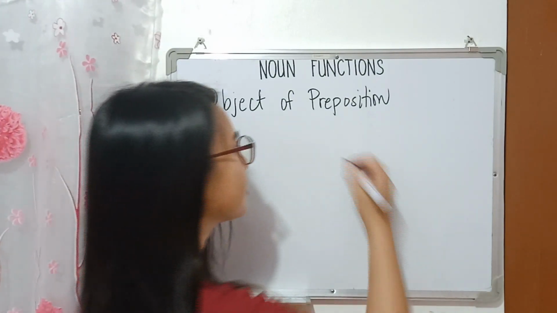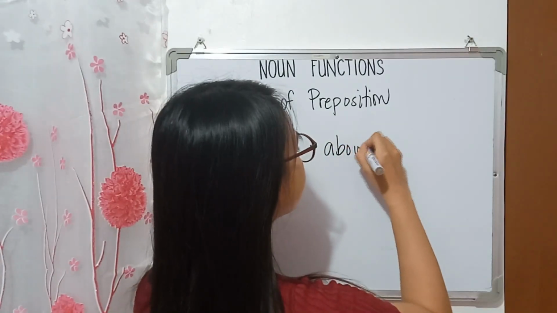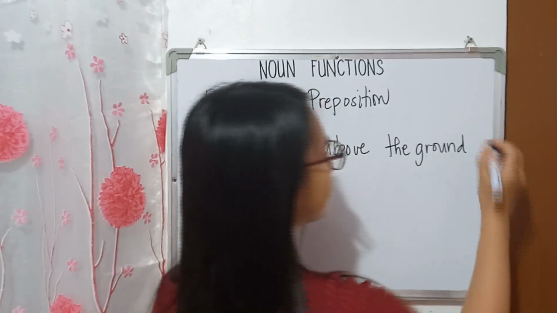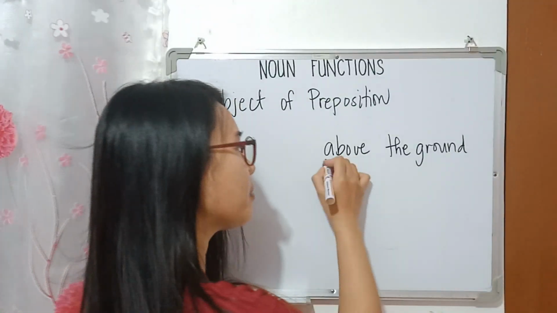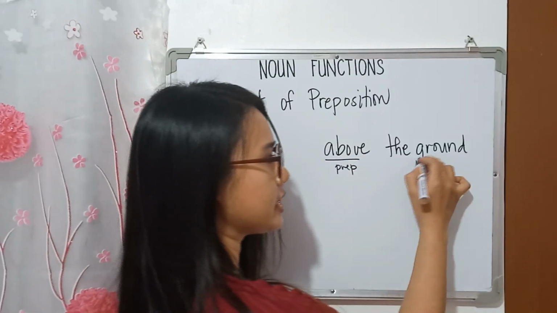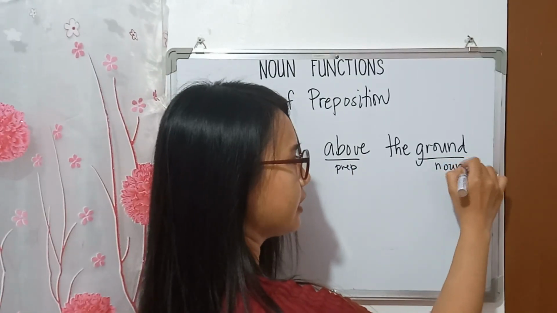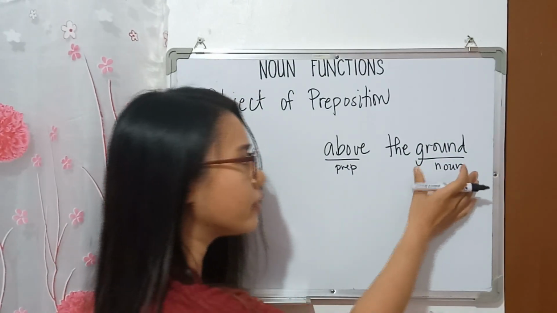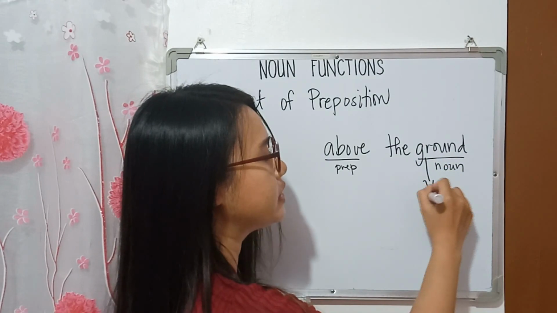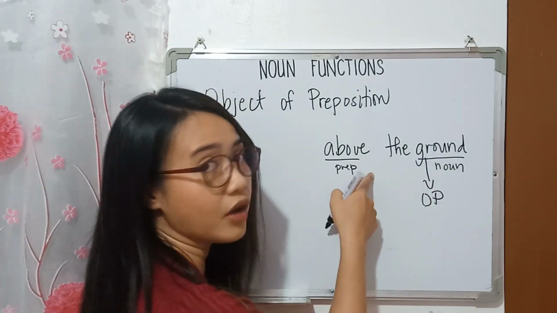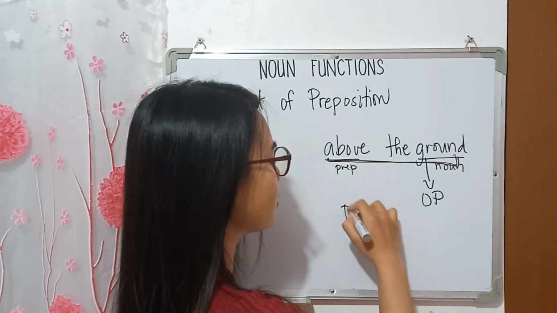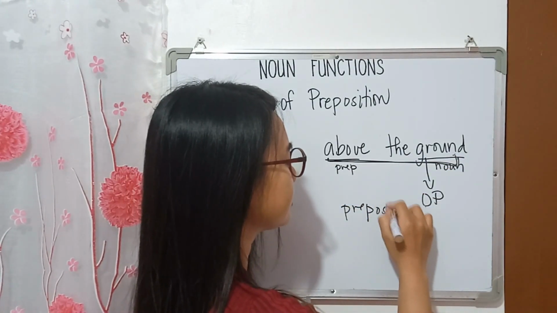For example, above the ground. We have here the preposition above. This is a preposition. And the noun after the preposition is ground. This is a noun. Now, since it is the noun after the preposition, we consider this as an object of the preposition above. And the preposition plus the object of the preposition is called a prepositional phrase.